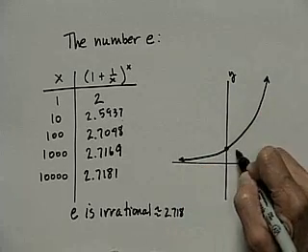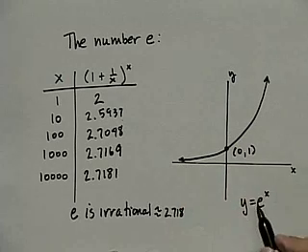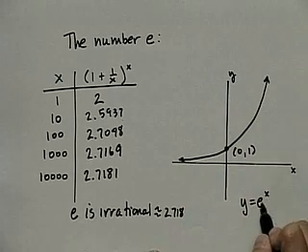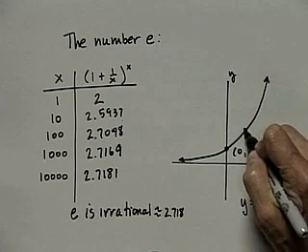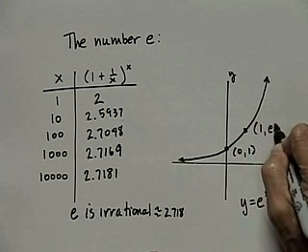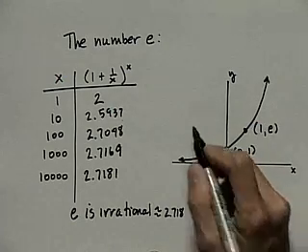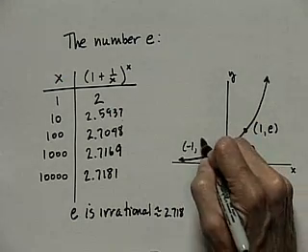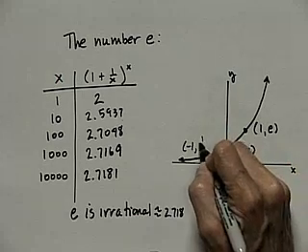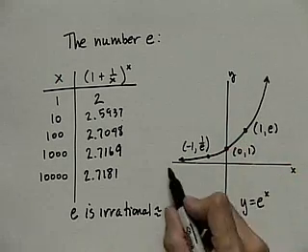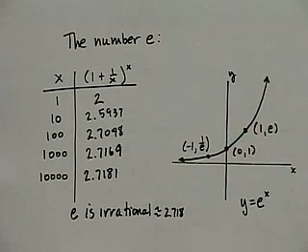Notice that the graph contains 0, 1. If x is 1, y is e. If x is -1, somewhere over here, y is e to the -1, or 1 over e. And we get a graph of the exponential function base e.